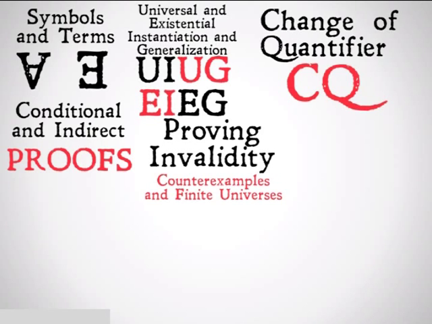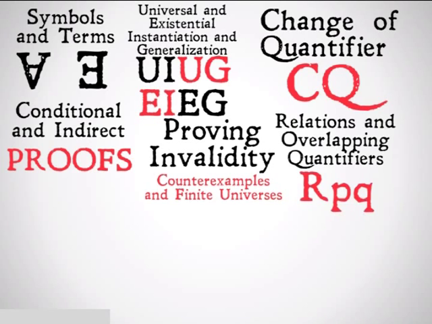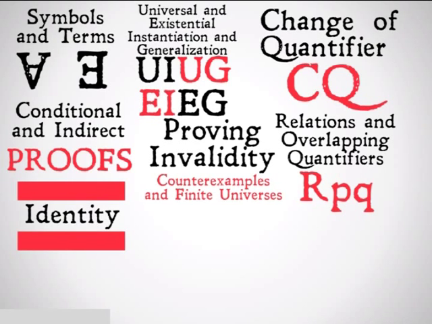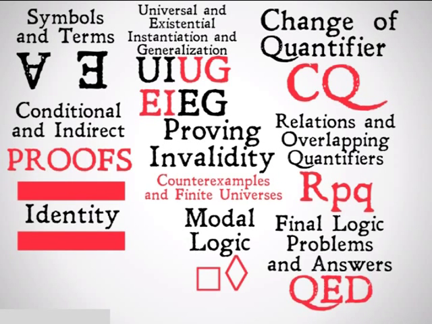Next up is proving invalidity. We're going to look at counterexamples, which we actually looked at in this video, and finite universes. Then we'll look at relations and overlapping quantifiers, identity, modal logic, and some final logic problems and the answers.